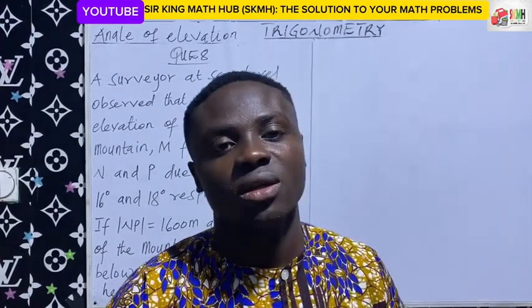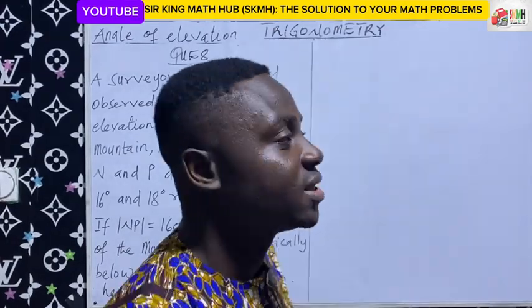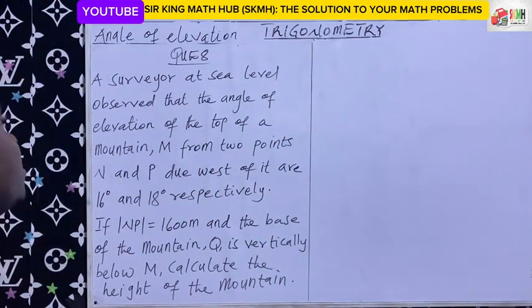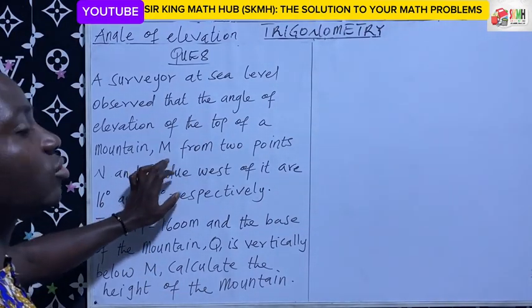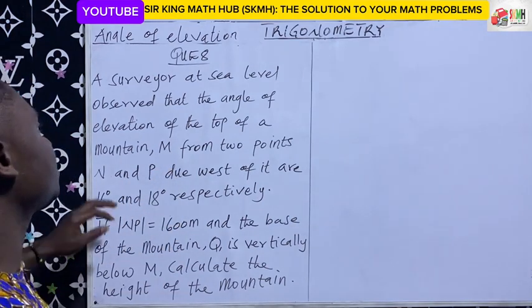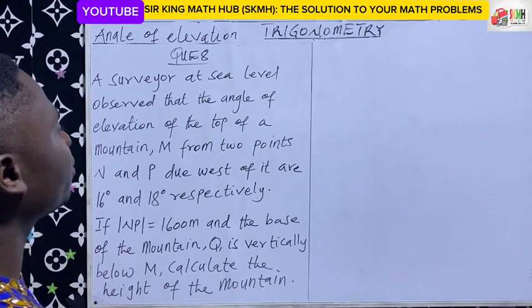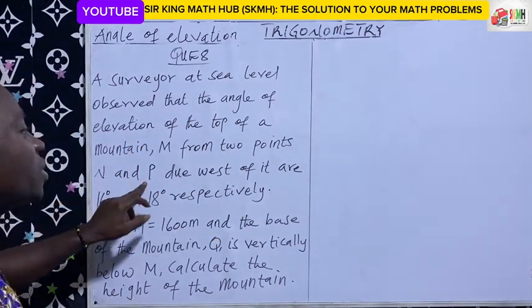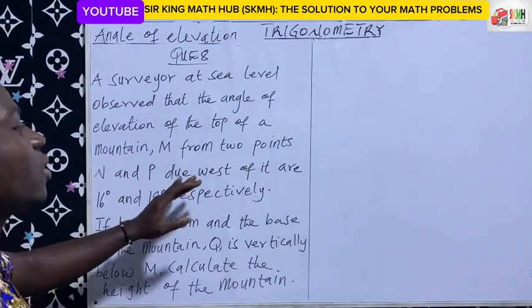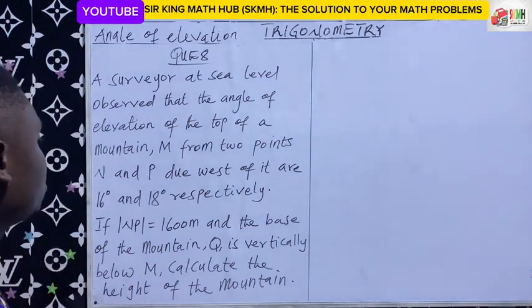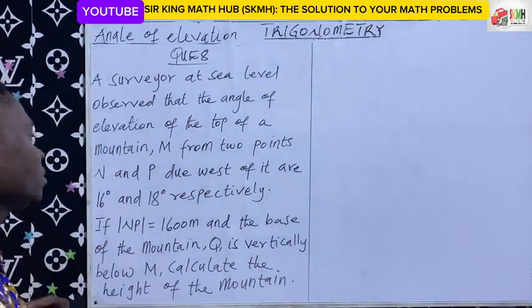We are still on trig, angle of elevation. Question 8, I read. A surveyor at sea level observed that the angle of elevation of the top of a mountain M, meaning that the top of the mountain should be labeled as M. So this surveyor observed the angle of elevation of the top of the mountain from 2 points, and the points are N and P. Again, these 2 points are located on the west side of the mountain. So these are the angles of elevation.